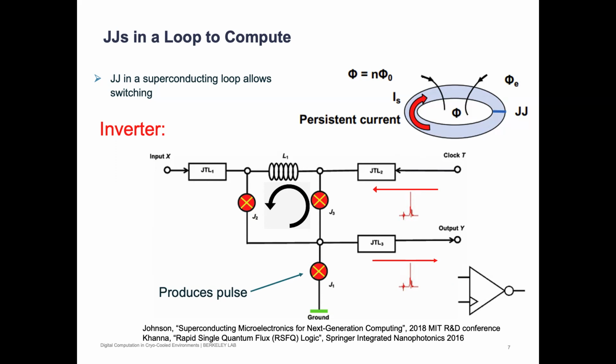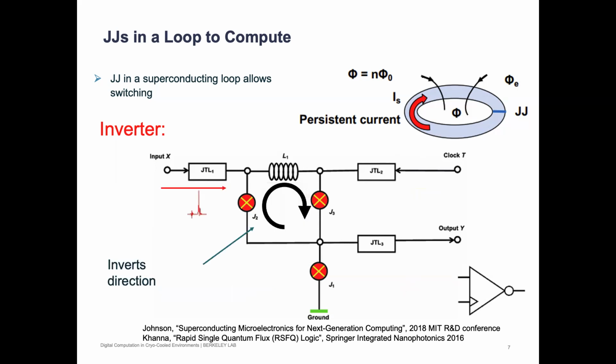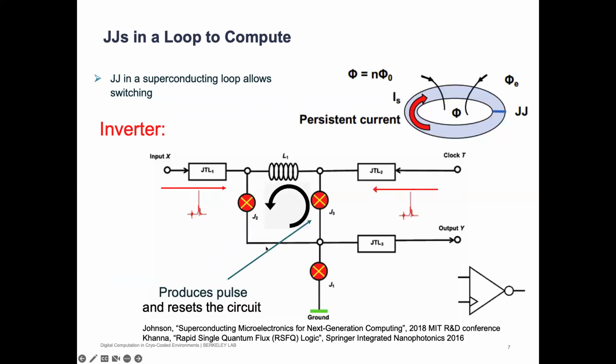And then the alternative mode of operation is, if we observe a data input, that pulse inverts the direction of the circulating current, so that when the clock pulse arrives later, it switches back the current, but it does not produce an output pulse. So we get the expected behavior.